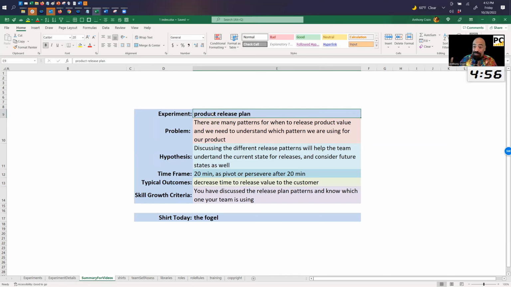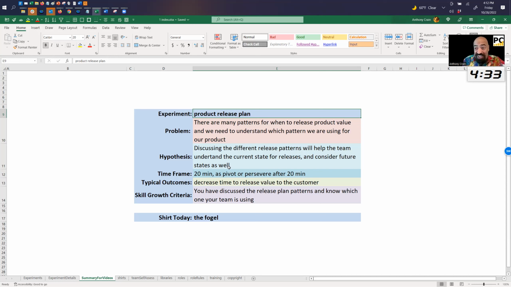All right. So today's experiment is the product release plan. There are a lot of patterns for how you can release products. It's important that the whole team understands what pattern they're in and what patterns are available, so maybe they build towards something more interesting. The hypothesis here is that discussing these different patterns will help the team understand the current state and start to help them dream of a future state.